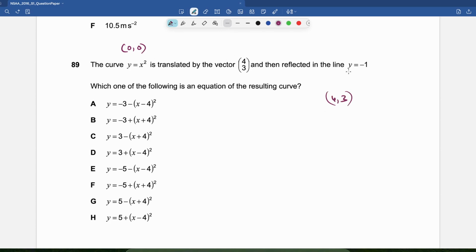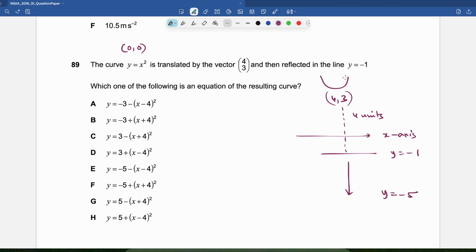So if I reflect it in the line y is equal to minus 1, where is the line y is equal to minus 1? If this is the x-axis, then the line y is equal to minus 1 is here. So what is the distance? The distance here is 4 units, right? So I have to go 4 units below. That will give me y is equal to minus 5.